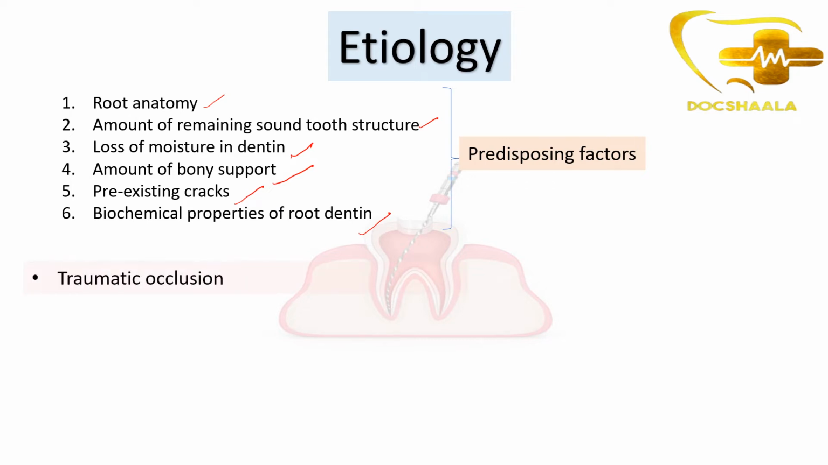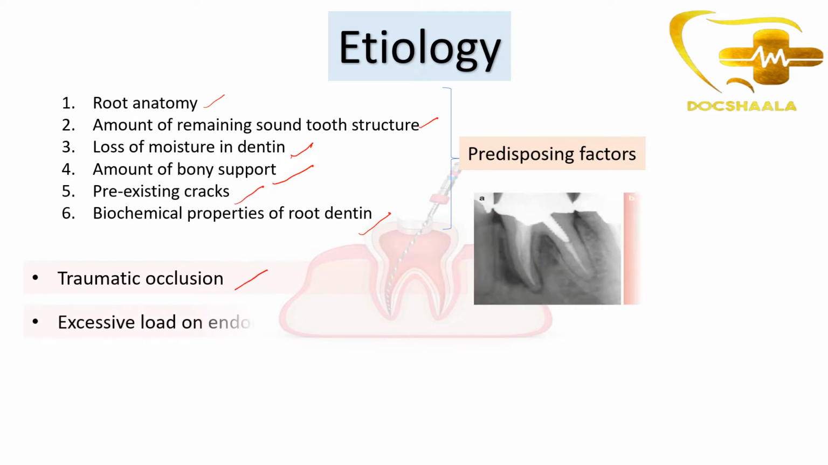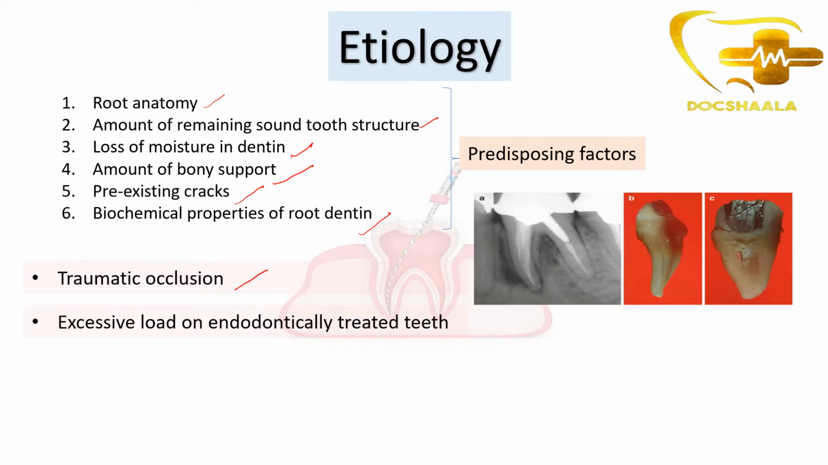One is traumatic occlusion. When there is a traumatic occlusion, we can expect a vertical root fracture in the tooth, and also when there is excessive load on endodontically treated teeth, as you can see from this image. This is an endodontically treated tooth, but it has some excessive load on it, and you can appreciate a vertical fracture which it is experiencing here.